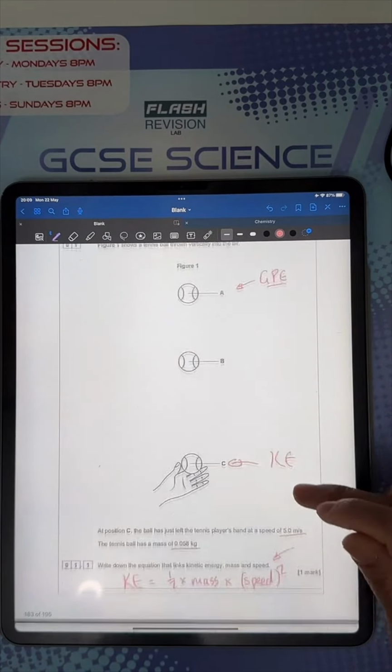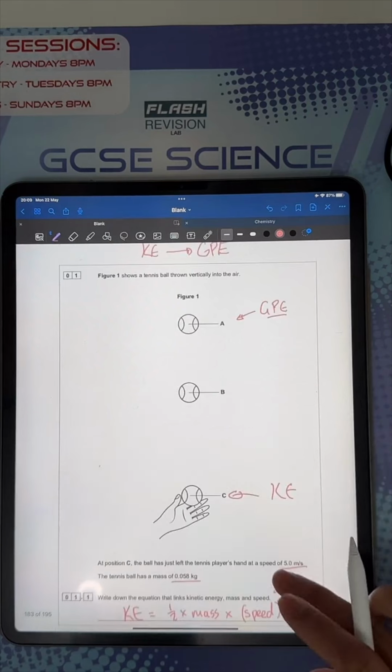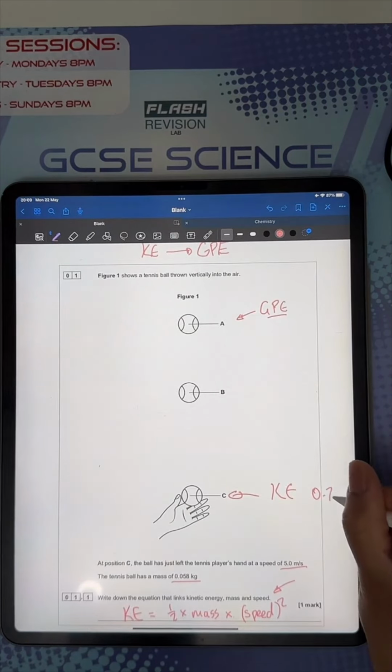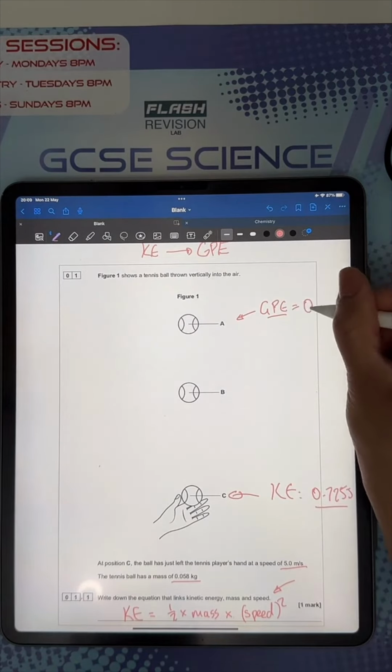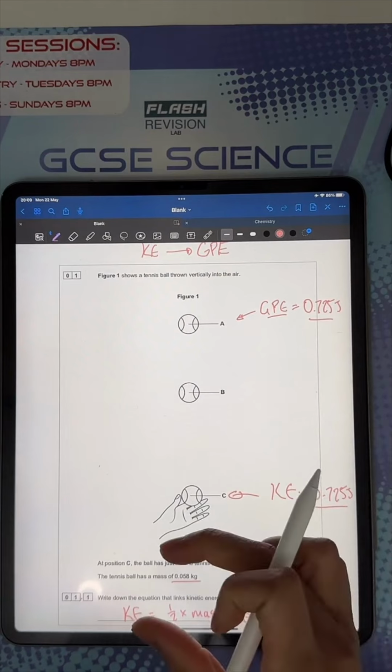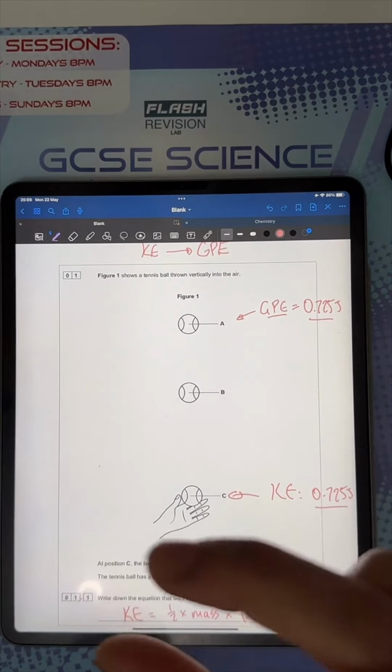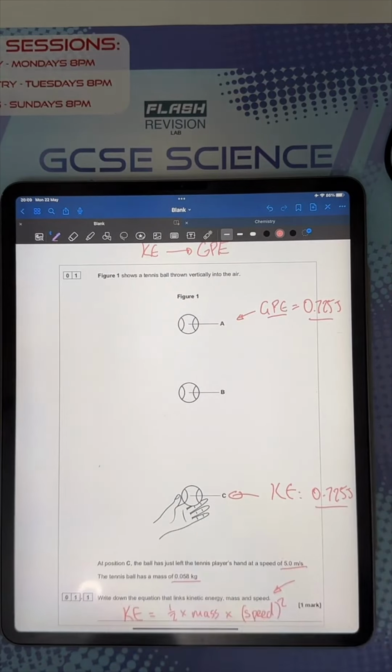So whatever we calculated here, so what was it, 0.725 joules is the same as the GPE here, because at this point here, there's no movement, isn't it? You know when something's at the top of its jump, there's a split second where it's got no movement before it comes and falls back down. At that point, there's no kinetic energy because there's no movement. It's not moving. So that means all of that energy is changed into GPE.